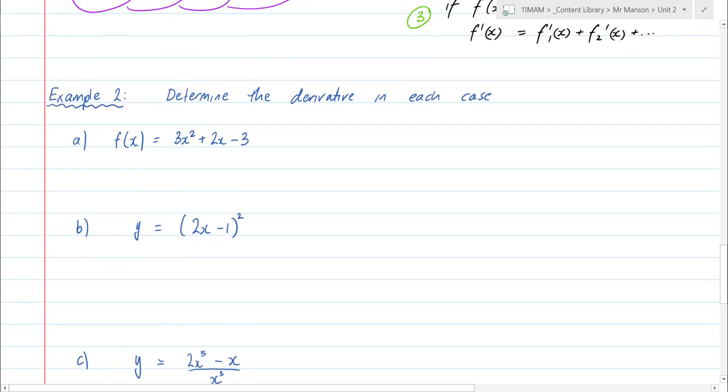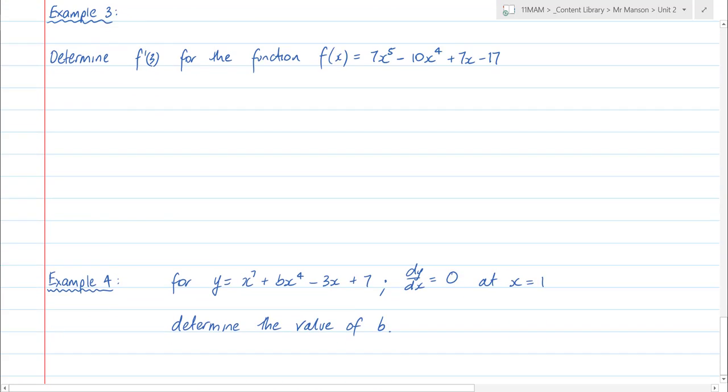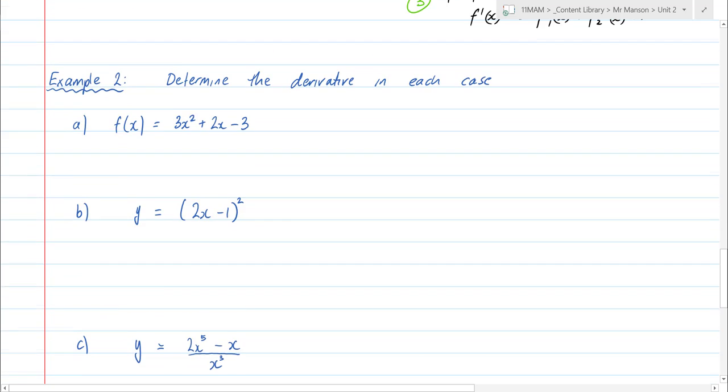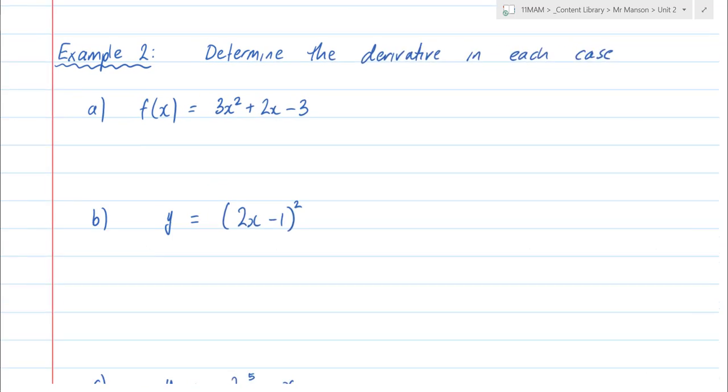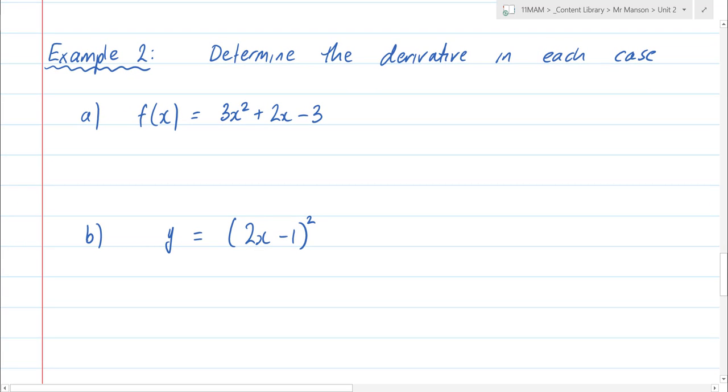So some further examples. I've got example 2, example 3, and example 4, and then I'll leave it alone. They won't take too long. Example 2: determine the derivative in each case. For part A, I need to derive f(x). Remember our derivative notation: if it's giving you a function f(x), typically we'll write f dash of x. That's how we notate our derivative.